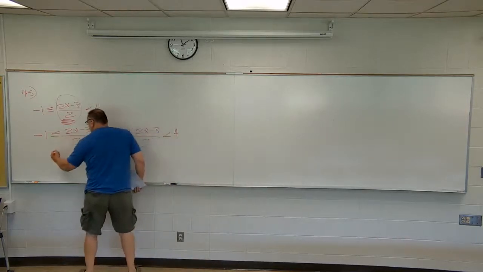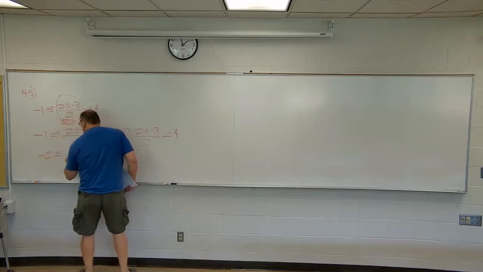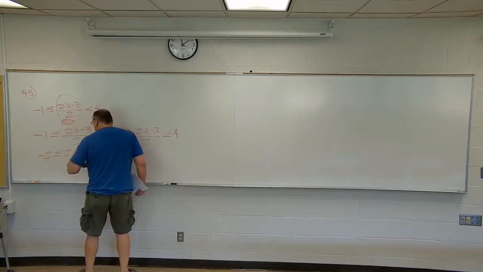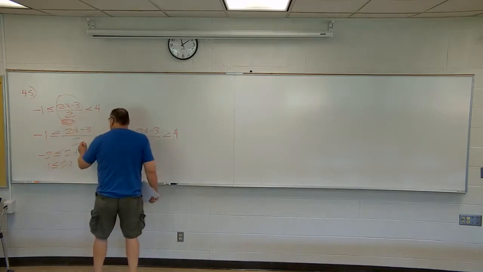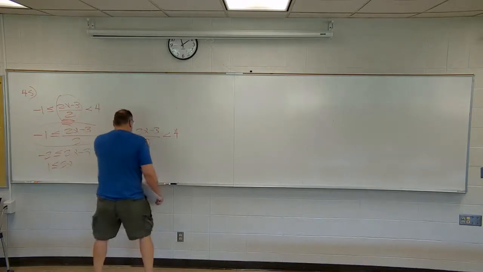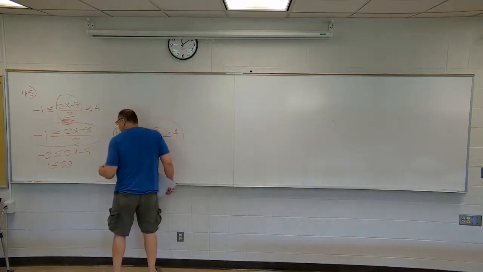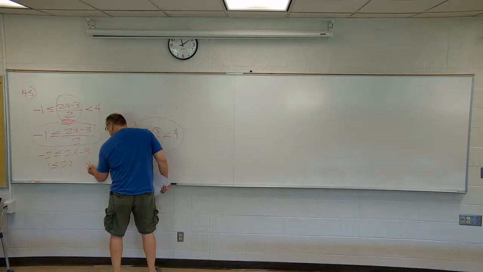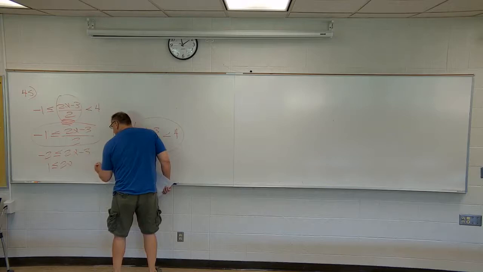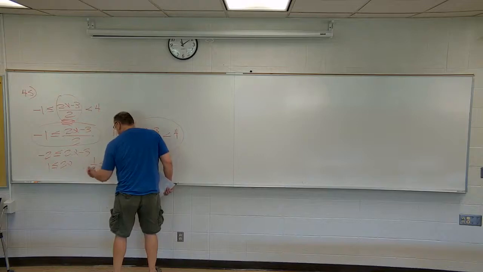Let's deal with them one at a time, guys. One at a time. Let's multiply by 2 on each side, and add 3 on each side. You got this. Divide by 2. We've got 1/2 is less than or equal to x, or x is greater than or equal to 1/2.